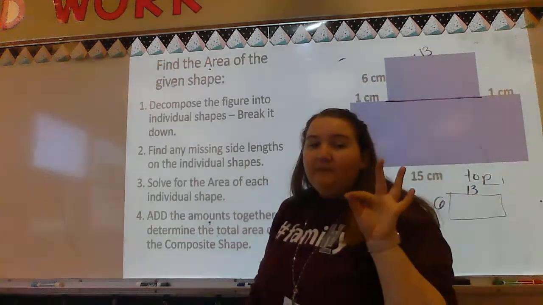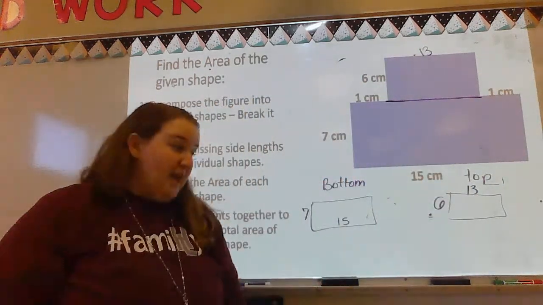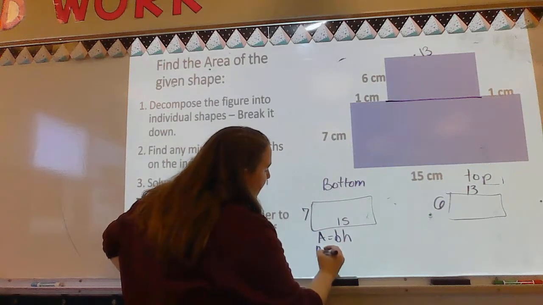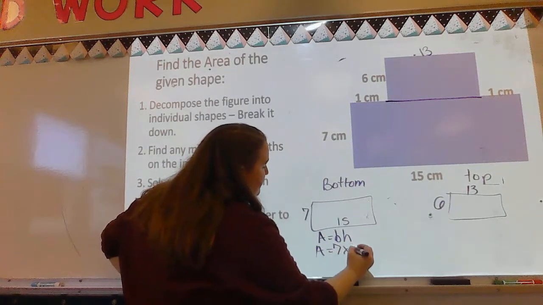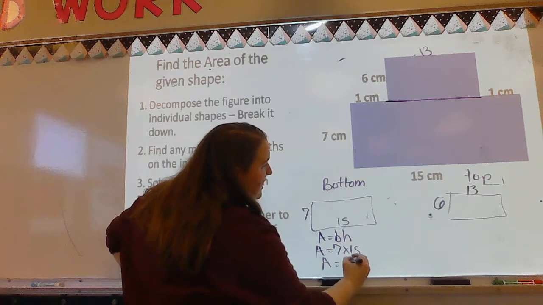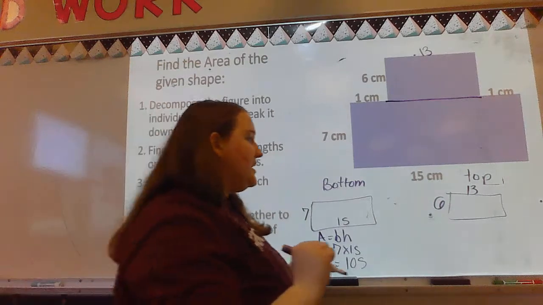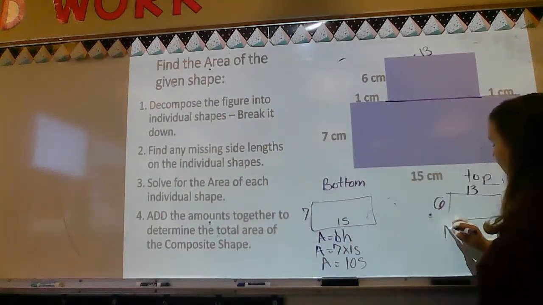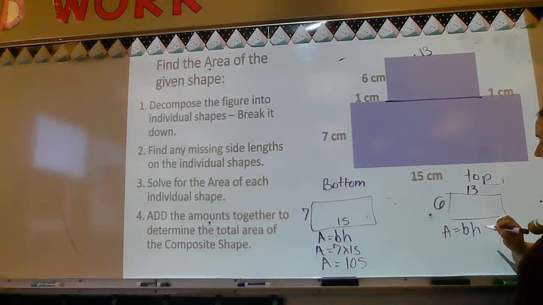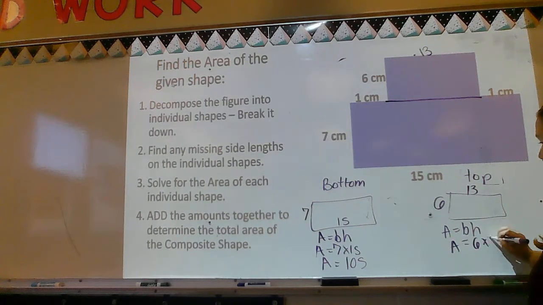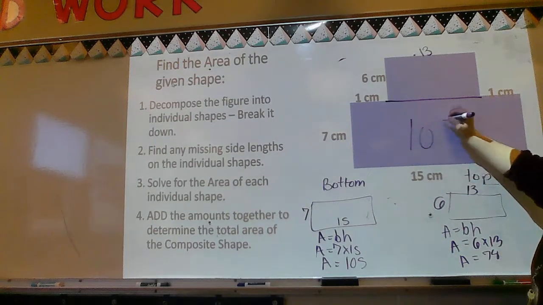Step 3, find the area of each individual shape. So area of a rectangle equals base times height. Area equals 7 times 15. Area equals 105. Okay? Do the second one. Area equals base times height. That's the formula for a rectangle. Area equals 6 times 13. Area equals 78.